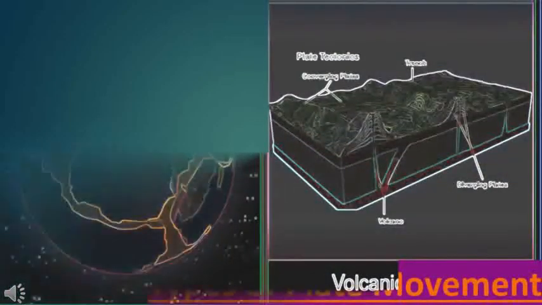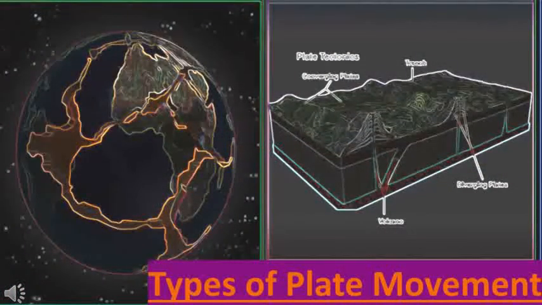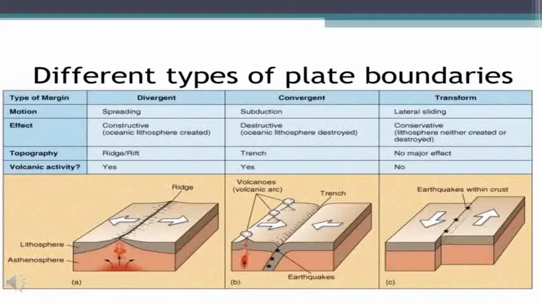Let's learn types of plate movements. The movement of the plates results in building up of stresses within the plates and the continental rocks above, leading to folding, faulting and volcanic activity. Broadly, these plate movements are classified into 3 types. While some plates come towards each other and form convergent boundary, some move away from each other and form divergent boundary.